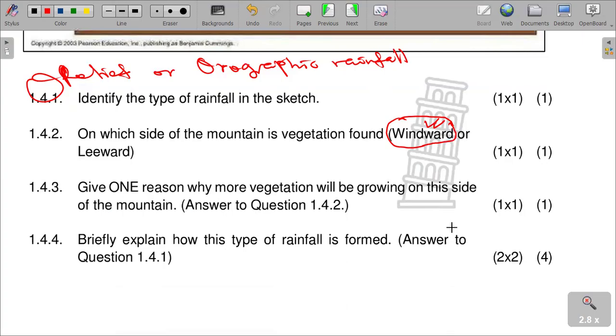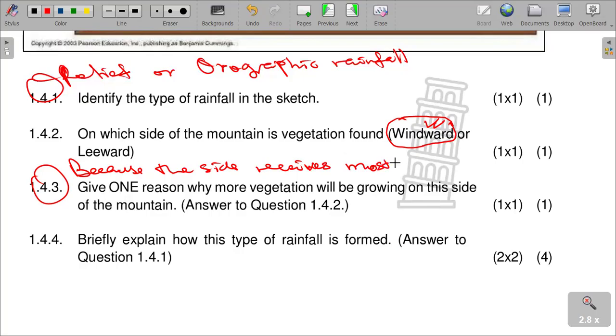Give one reason why more vegetation will be growing on this side of the mountain. It is because the windward side of the mountain receives most rainfall.